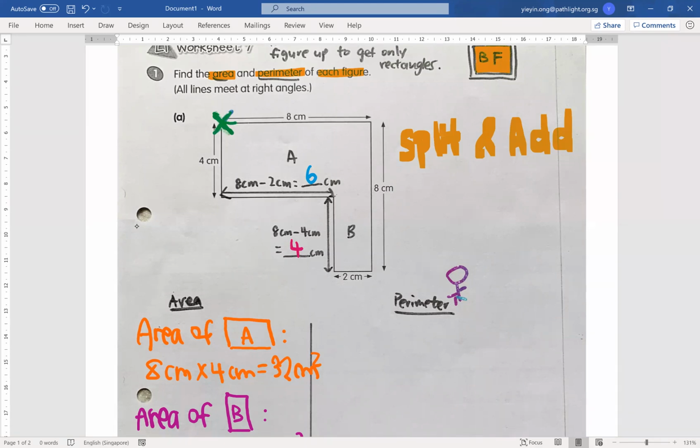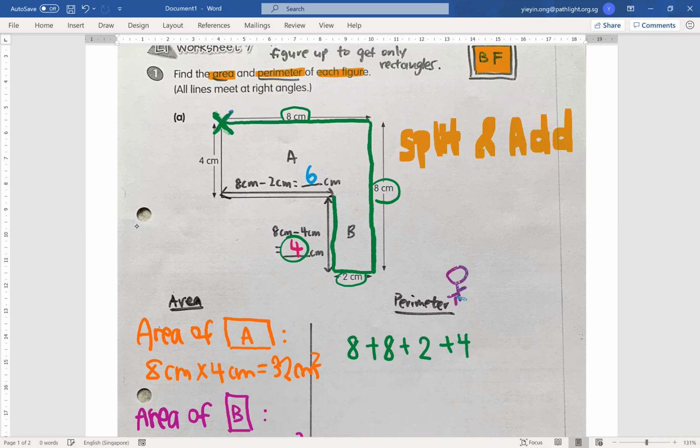So you walk here, you would have walked 8 centimeters. So write down 8. Then you walk down, you would have walked another 8 centimeters. So you plus 8. Then you continue walking, you walk 2 centimeters, plus 2. Then you walk up and you would have walked another 4 centimeters. Continue walking along this line, that is 6 centimeters.